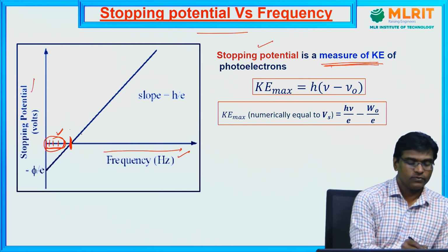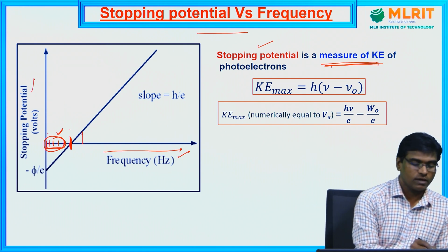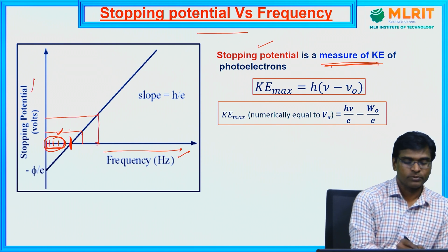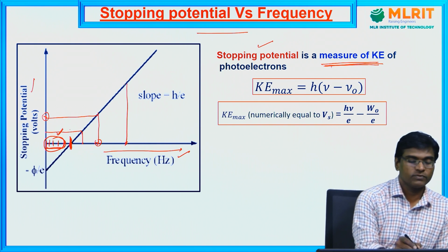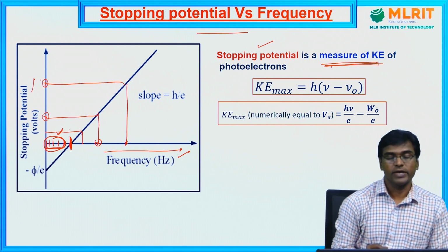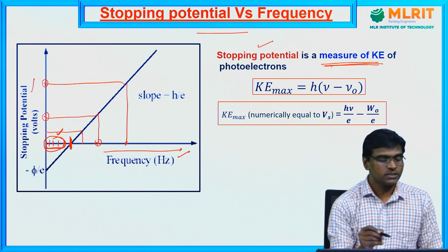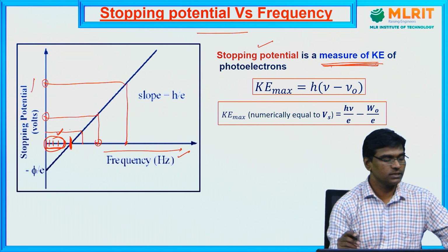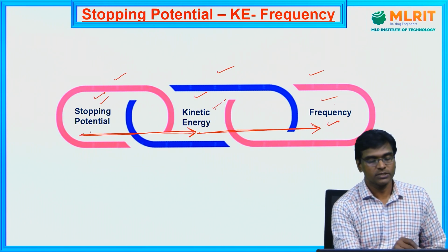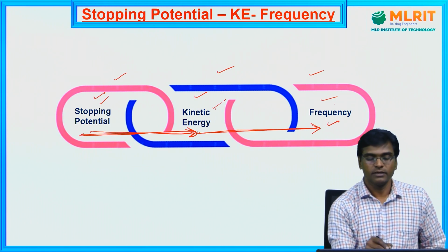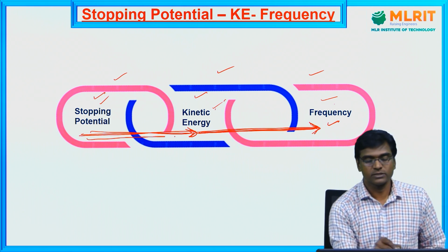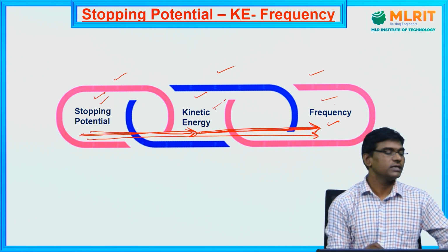Now, if we increase the frequency, then what happens? The stopping potential also increases linearly. You can see that if you increase the frequency, the stopping potential also increases on the y-axis. So the stopping potential is a measure of the kinetic energy, and the kinetic energy is directly proportional to the frequency. Indirectly, the stopping potential depends on the frequency of the incident light.